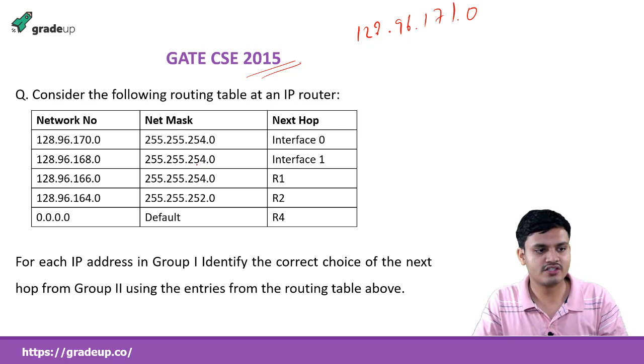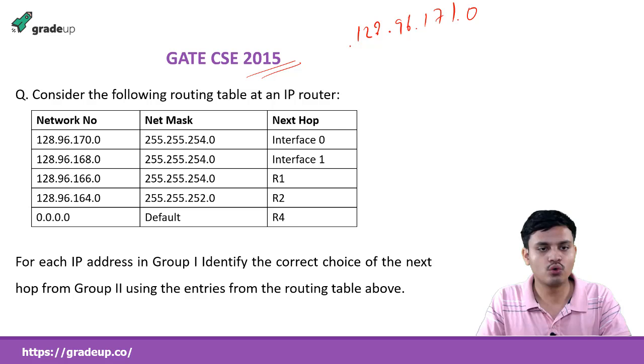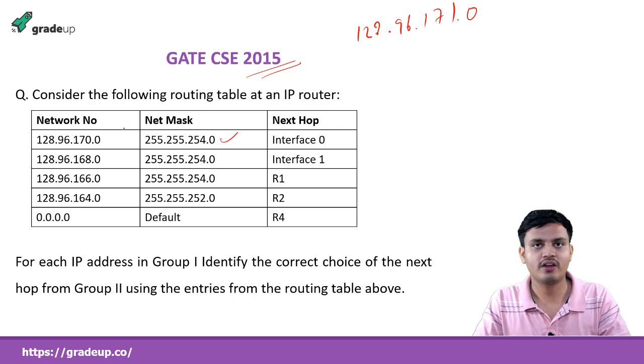128.96.171.0. This is what it is. Now I need to do the bitwise AND with this and see whether whatever ID I got is similar to that or not. And if it is not, then we need to go to this. Even if it is the same, we still need to go for this, because we need to take the longest subnet mask. I don't think this is the same question, but I will show you where the longest subnet mask will come. So don't worry about it.